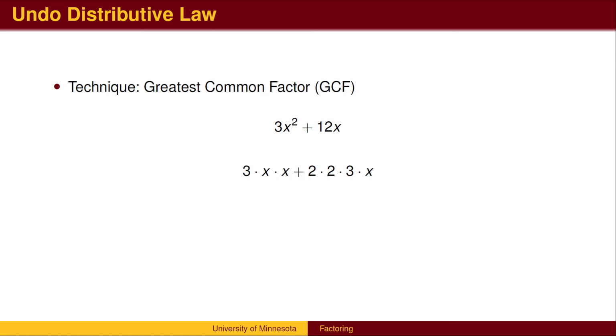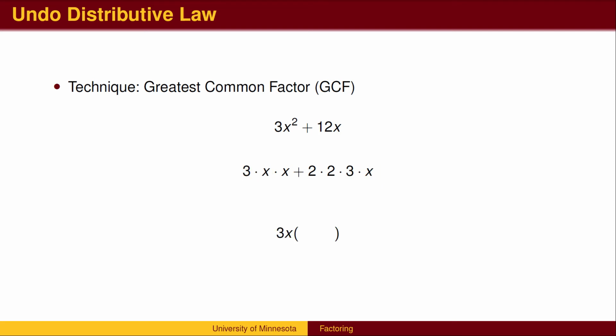Formally, we can break down each term into its smallest possible factors, its prime factors. The coefficient can be factored into prime factors. The variable can't be factored, other than to interpret the exponent as repeated multiplication. We now look for the common factors. We see each term has a factor of 3 and a factor of x, so the common factor is 3x.